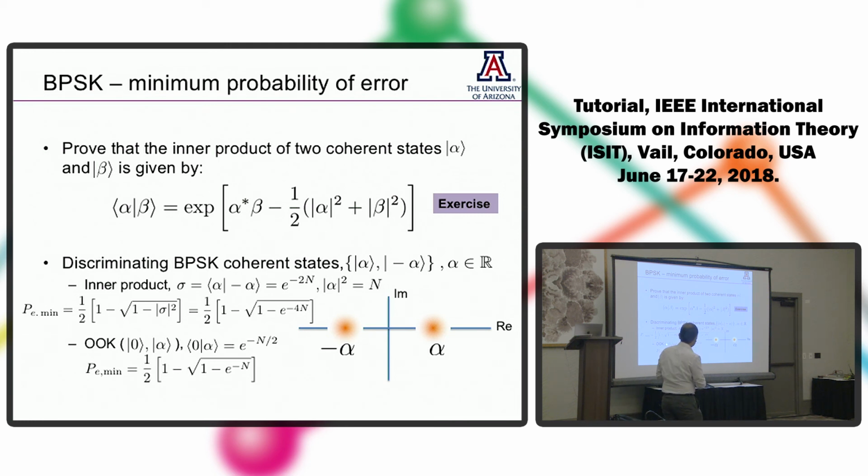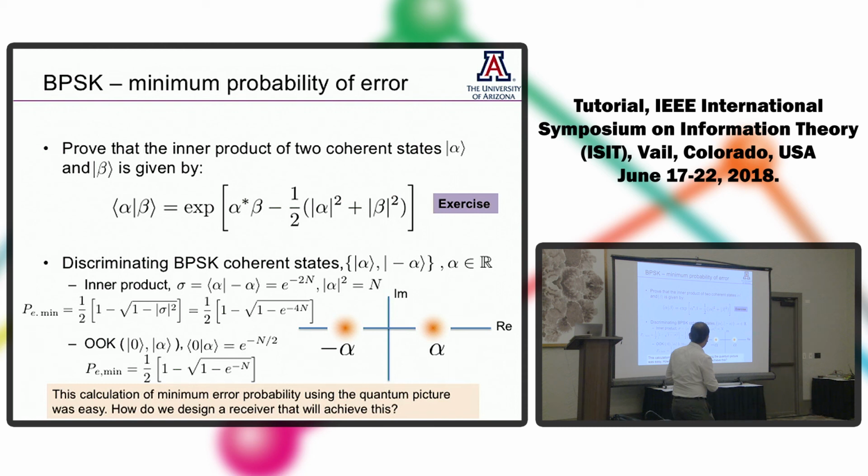Okay, so now you can do the same thing for on-off keying, so 0 and alpha. The inner product between 0 and alpha from this formula you can calculate to be e to the minus n over 2. So the error probability is written by that. And I had shown you a plot of this a few slides ago, which was below the error probability of the Kennedy receiver, which was below the error probability of direct detection for on-off keying.